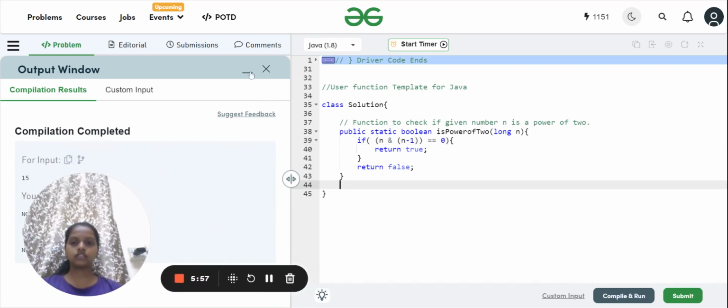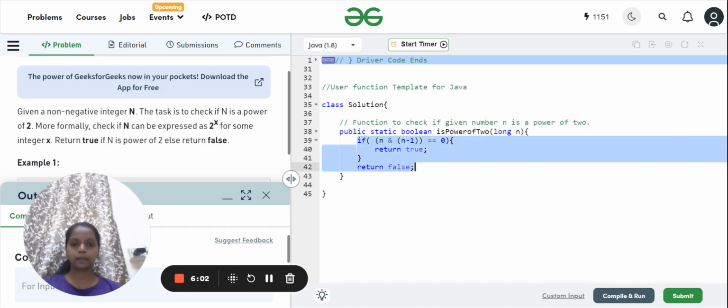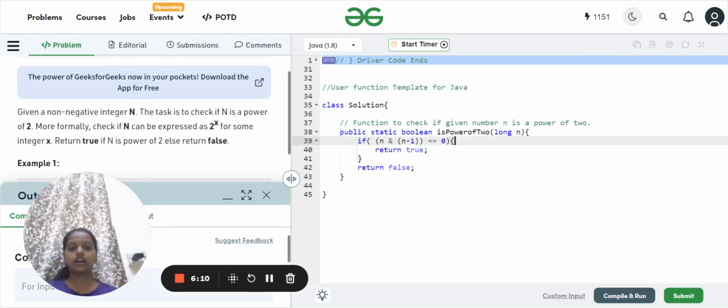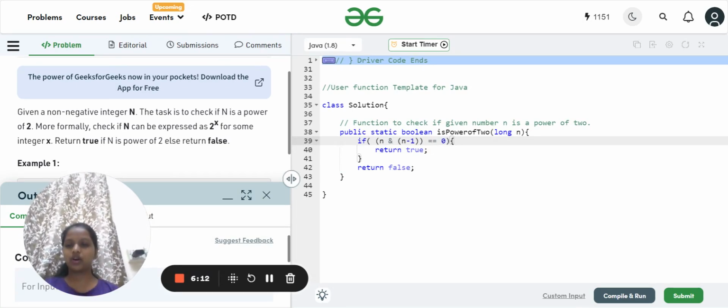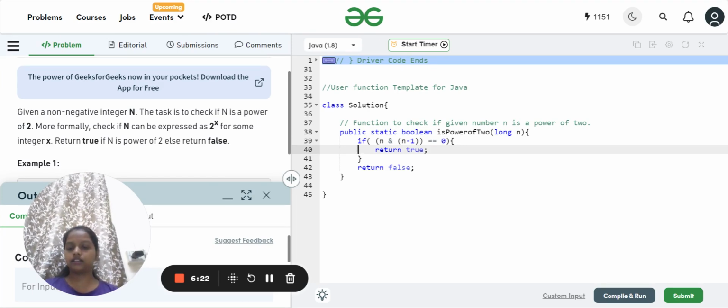So this was the efficient approach. We have already seen the first approach, which is the brute force approach. We have to count all the set bits, like how many bits are set in the binary of the given number, and if it is greater than one, then we have to return false, and if it is equal to one, then we have to return true.